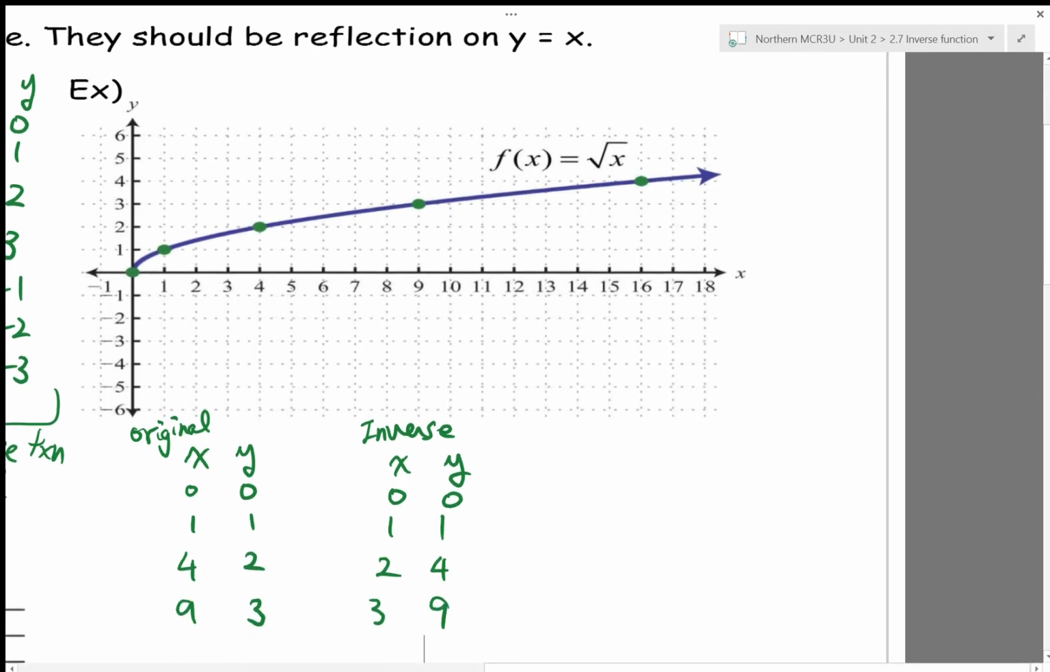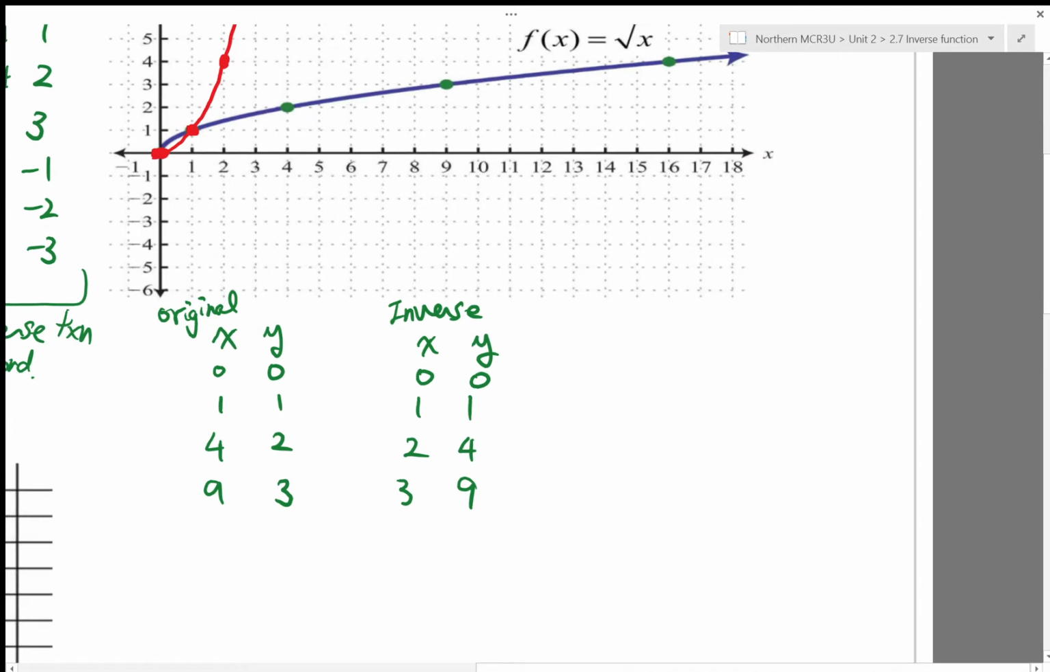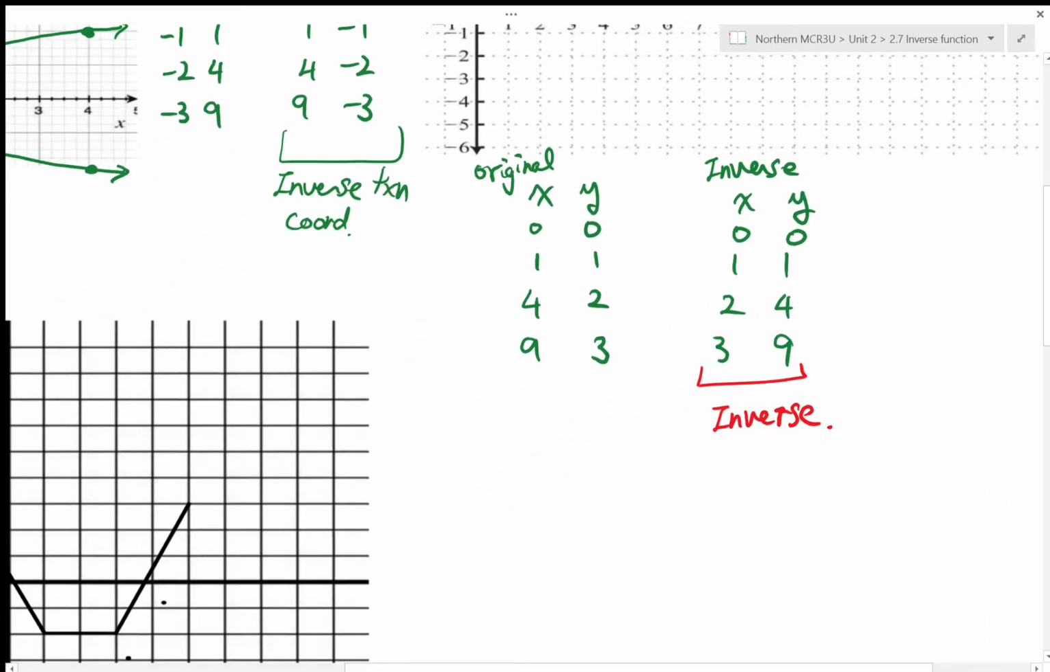So the new one then will be, I'm going to use red since this one uses the green dot. So the new one will be at 0, 0, 1, 1, 2, 4, and 3, 9 somewhere up there. So it actually looks like that. Okay. So hopefully you're actually getting this. So again, all you have to do is make the table of values for the given function or given graph, and then switch the x and y values.